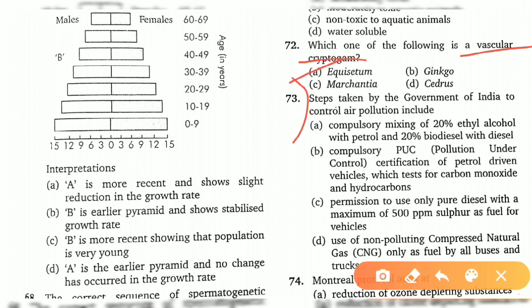Now 73rd question. Steps taken by the Government of India to control air pollution include compulsory mixing of 20% ethyl alcohol with petrol and 20% biodiesel with diesel; compulsory PUC certification of petrol-driven vehicles which tests for carbon monoxide and hydrocarbons; permission to use only pure diesel with a maximum of 500 ppm sulfur as fuel for vehicles; use of non-polluting compressed natural gas only as fuel by all buses and trucks. So the answer is B.